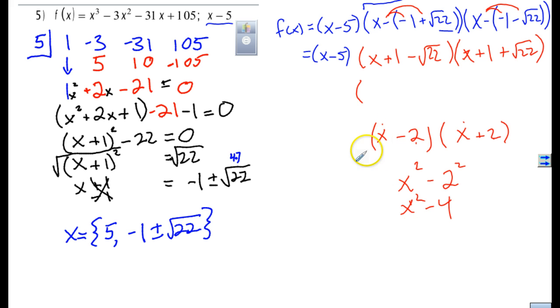Okay, so I'm going to use this idea right here. Instead of multiplying and foiling and doing all that, I'm going to understand that it's really just going to be the first thing squared, which is x plus 1 squared, minus the last thing squared, root 22 squared. So we're going to have x plus 1 squared minus root 22 squared.